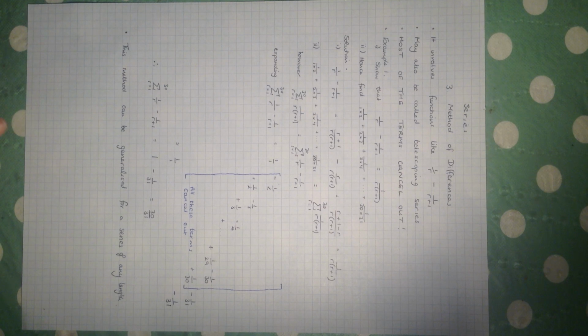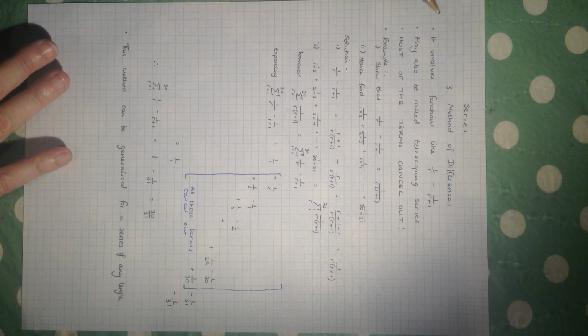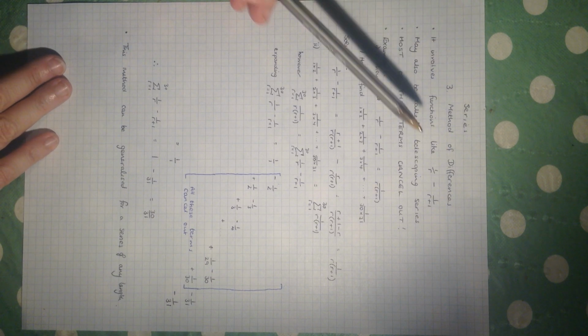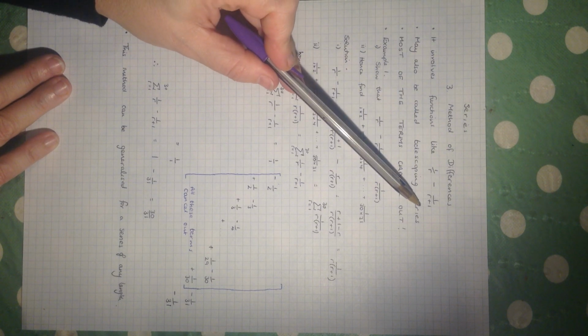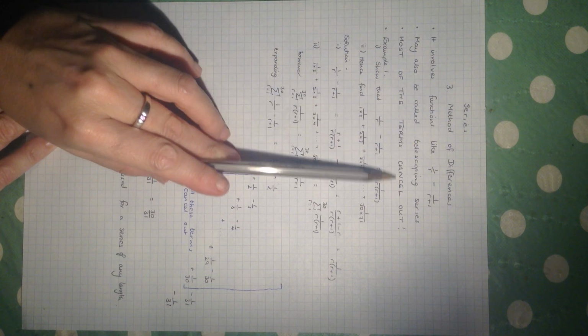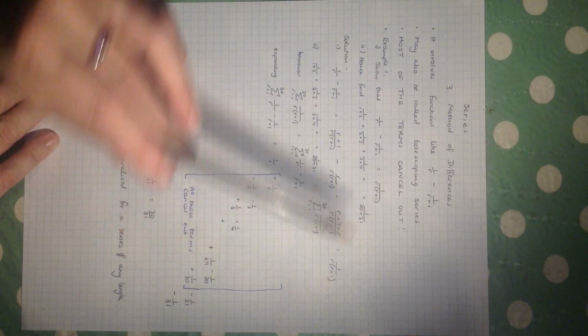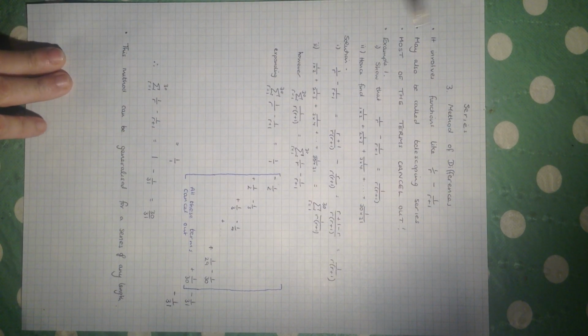The third video in the Set About series looks at what's called the method of differences. It involves functions like 1 over r minus 1 over r plus 1, and it's nice in that most of the terms actually cancel out. It's easiest to show through an example how that happens.